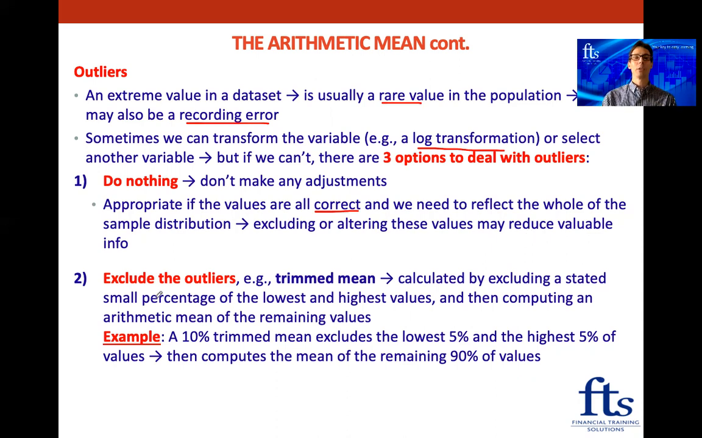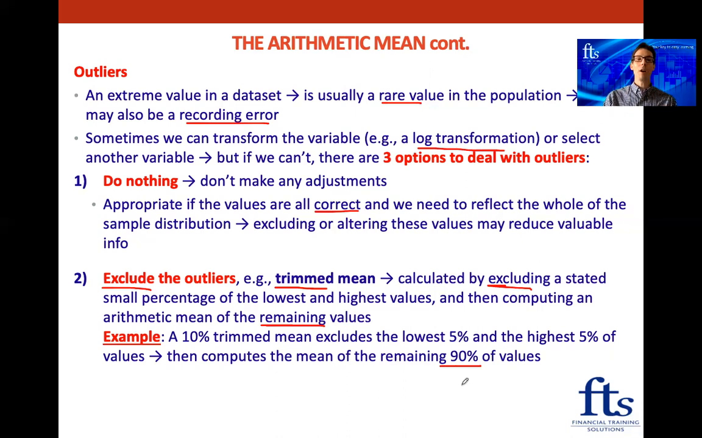The second option is to exclude the outliers. For example, we get this thing called the trimmed mean. This is calculated by excluding the outliers. We exclude a stated small percentage of the lowest and the highest values in our data set, and then compute a new arithmetic mean of the remaining values. For example, if we do a 10% trimmed mean, we exclude the lowest 5% and the highest 5% of the data, and then compute the mean of the remaining 90%.